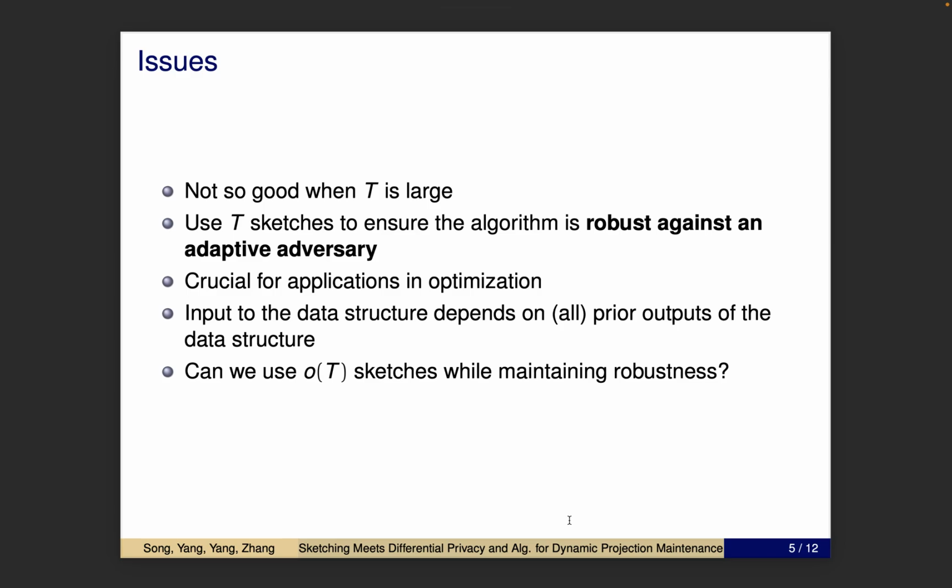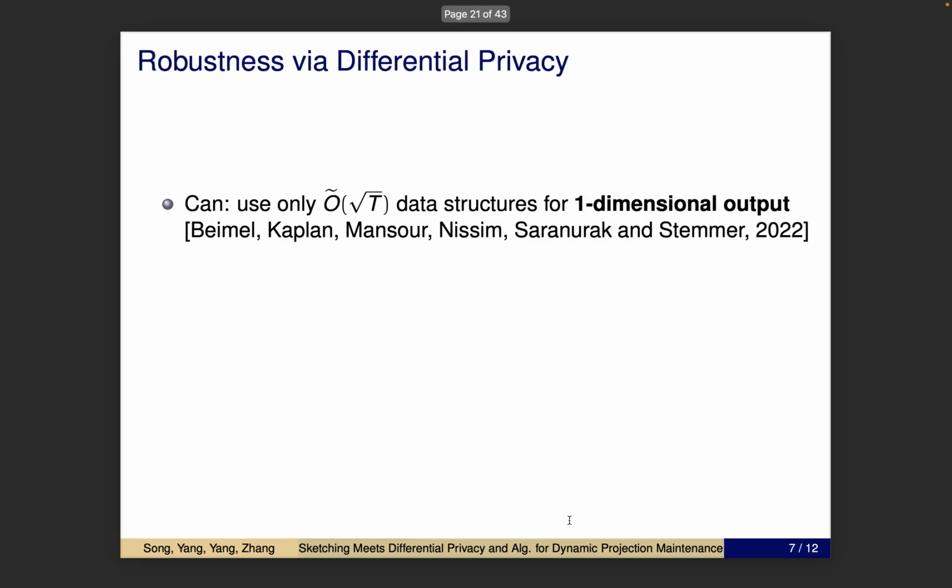So the question here is: is it possible to use fewer than t sketches while maintaining the robustness? The key tool here is, surprisingly, differential privacy. And this has been shown in a STOC '22 paper. Basically, they say that you can use only square root t of the data structures. However, this can only handle one-dimensional outputs, in the sense that you can only output a real value.